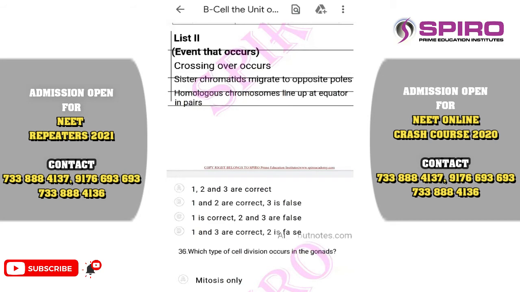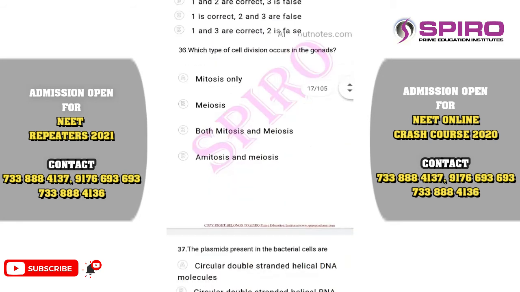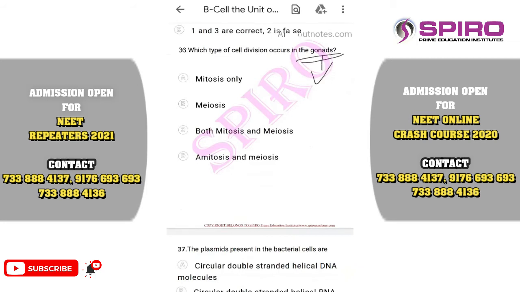Question number 36: which type of cell division occurs in gonads? Dear students, as soon as you hear the word gonads, you think of the formation of germ cells, right? You will say it is meiosis. But here you should understand one thing. At the reproductive stage, only sperms and eggs are going to be formed, and before that these gonads should be formed, right? The sexual organ should be formed. For this, the mitosis process is essential.